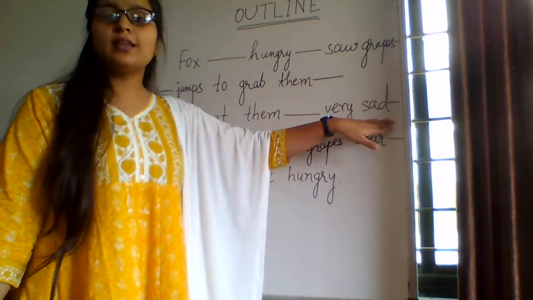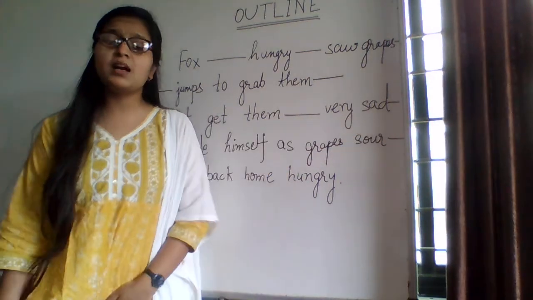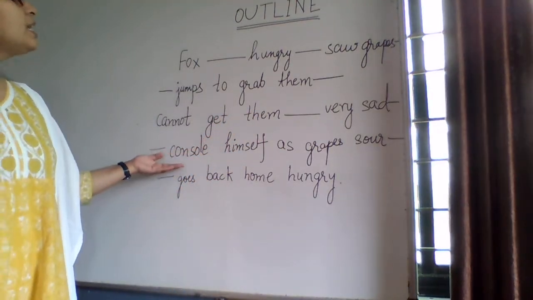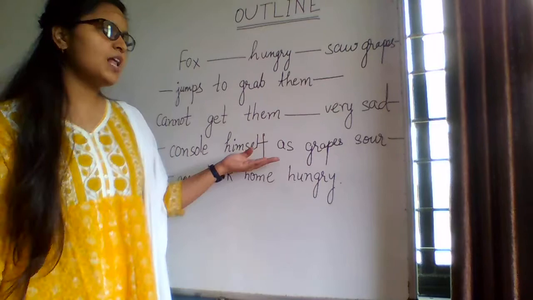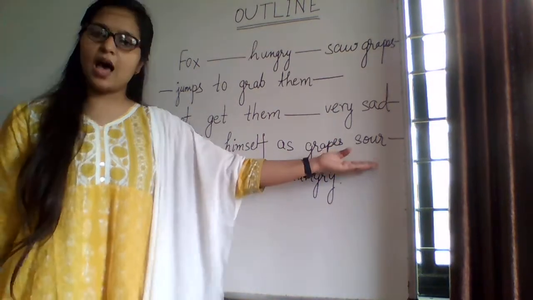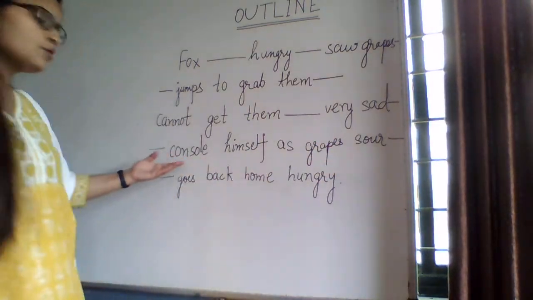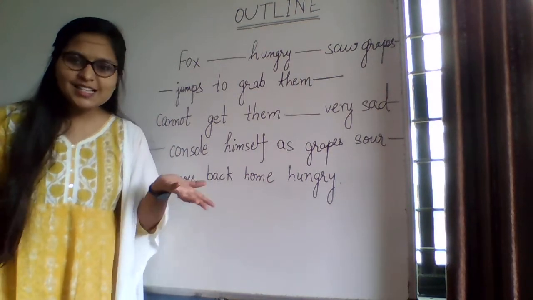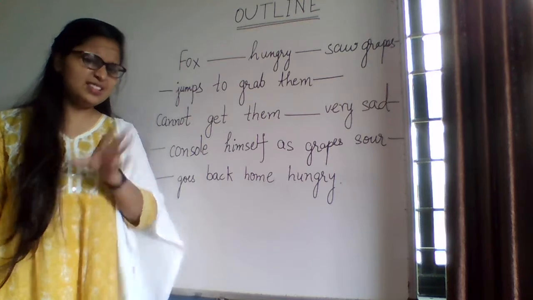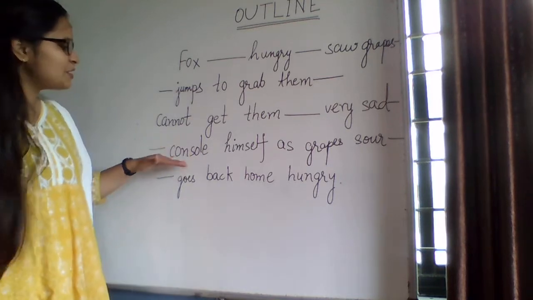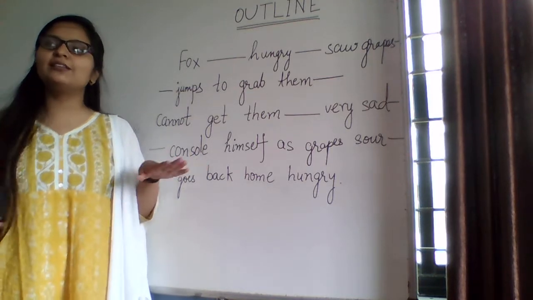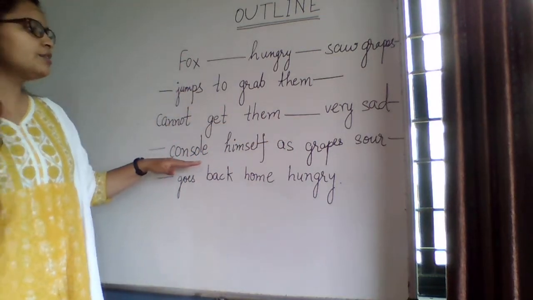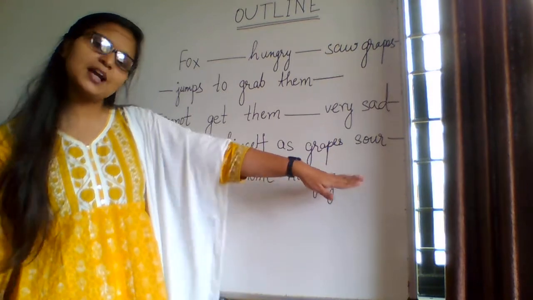Very sad. And at the end, the fox becomes very sad because he couldn't get the grapes. Then he tried to console himself by saying the grapes are sour. Console मतलब खुद को दिलासा देना. Like if you cannot eat something, you say खराब होएगा. This is bad. So console means to console, like खुद को मनाना. So he was very sad and he consoled himself by saying the grapes are sour.